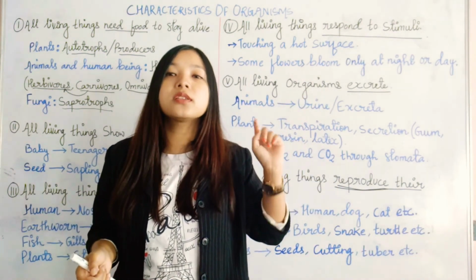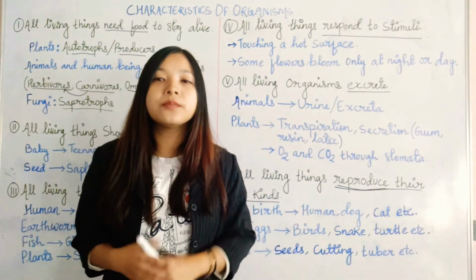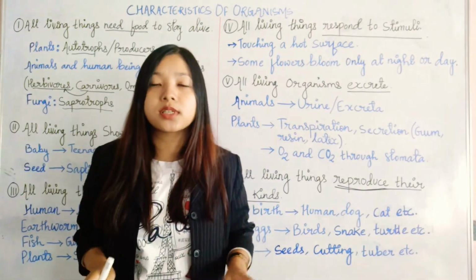So that is called as tuber. So there are various processes by which the plants can reproduce, and animals also can reproduce through various processes.